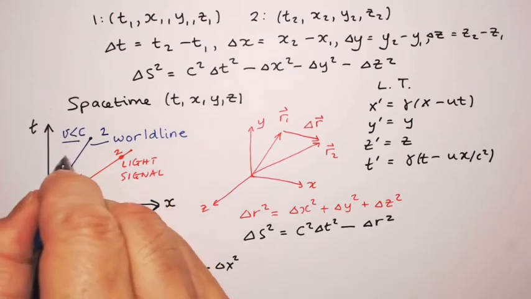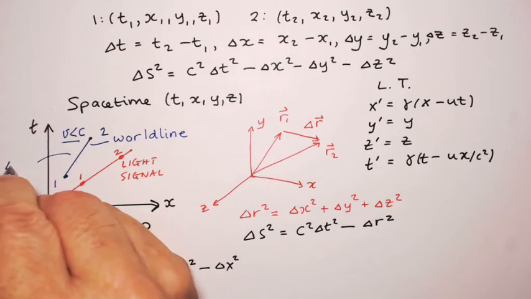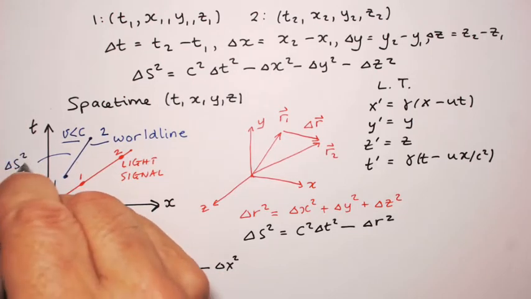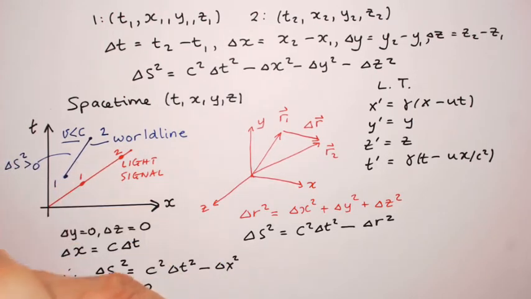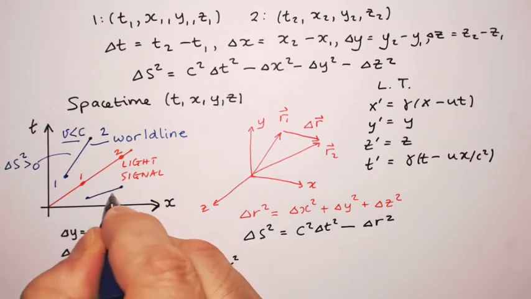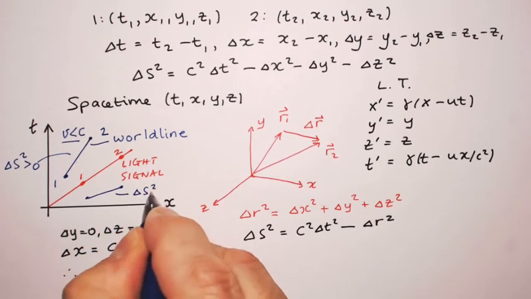For an object or a signal traveling at v less than c, delta s squared is greater than 0. And if it were possible for a signal to travel faster than c, then events connected by that signal would have delta s squared less than 0.